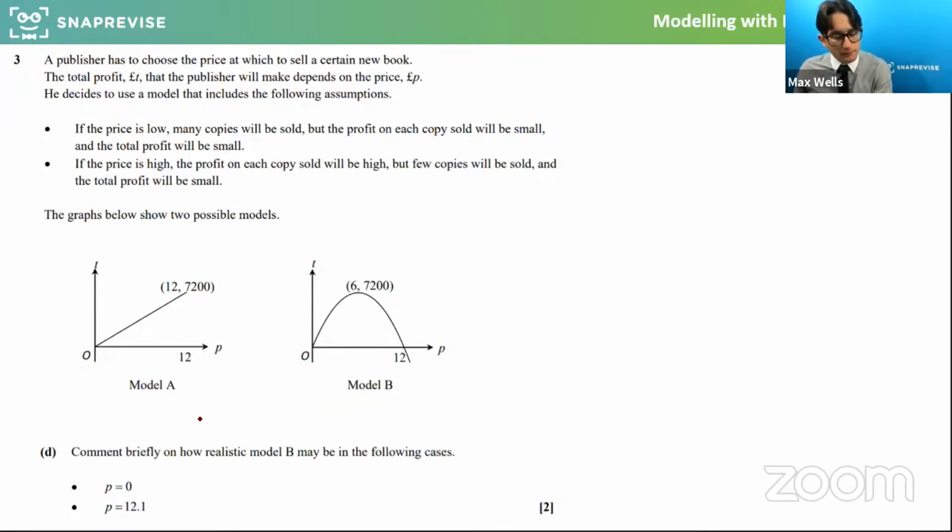So it says, comment briefly on how realistic model B may be in the following cases. And again, this is almost bordering on like applied maths kind of style, where they ask you to comment little throwaway marks that are actually very specific in what they're looking for. So comment on how realistic model B might be in the following cases: when P is equal to 0 or P is equal to 12.1.